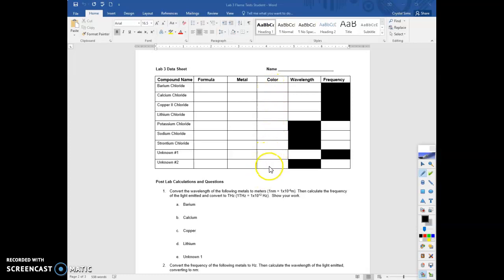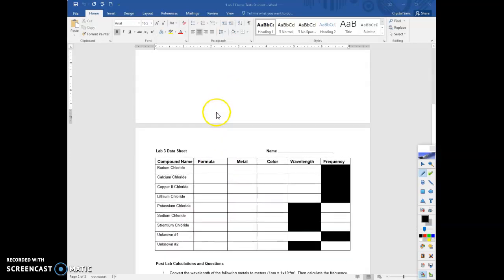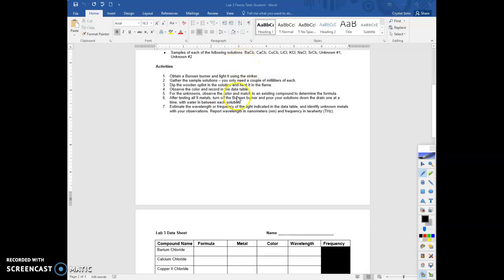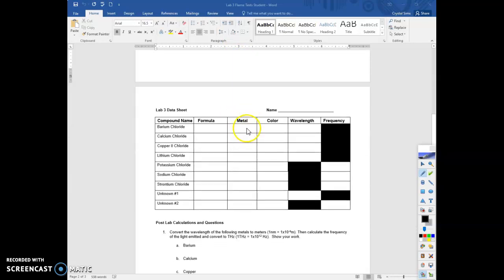You'll notice you have two unknowns on here, and the two unknowns will actually be taken from the ones that you've already done. So really you need to compare your colors to determine what your unknowns are. You'll write the formula here, and the formula for each one of these is actually given for you up here on the first page. And then you need to figure out which is the metal and which is the non-metal in that particular compound. And just to give you a little hint, metals are found on the left side of the periodic table, and non-metals are found on the right side of the periodic table.